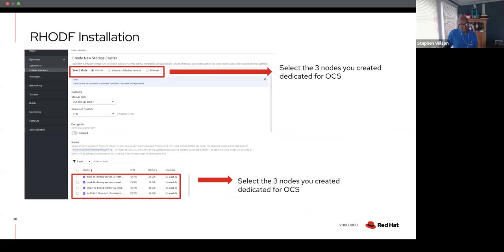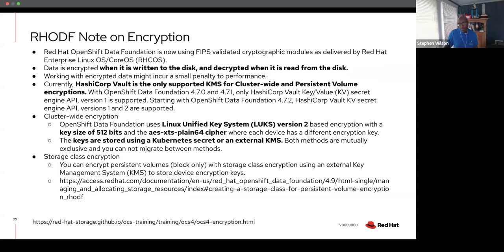Right here. Remember to select a minimum of 3 nodes that are dedicated for OCS. But remember earlier we said a best practice is to do a minimum of 4 so we can have some resiliency in the event that we lose one node and the cluster is able to rebalance for us. Now we can go to the next slide here.